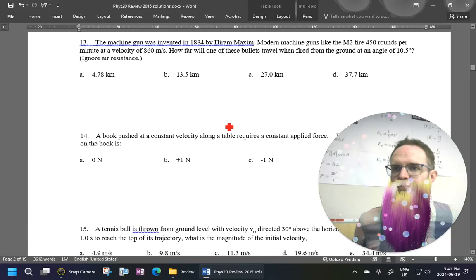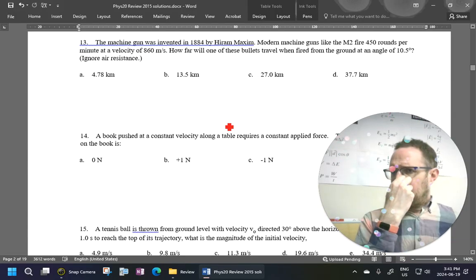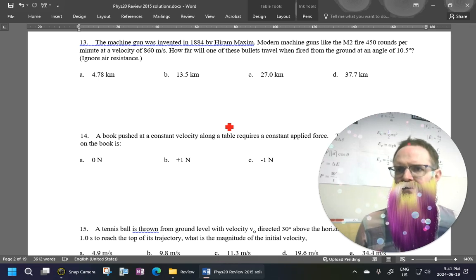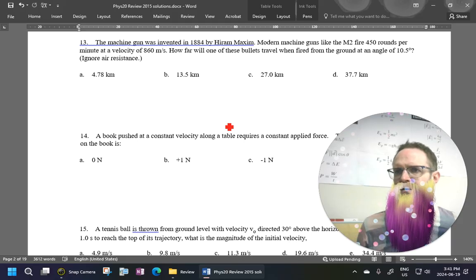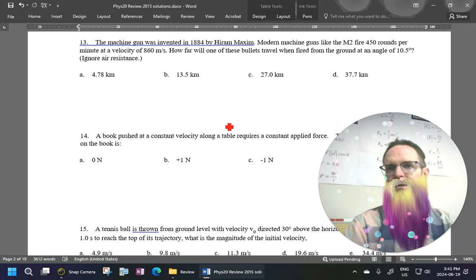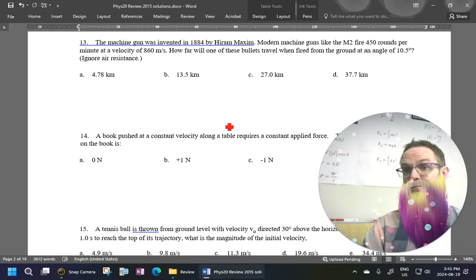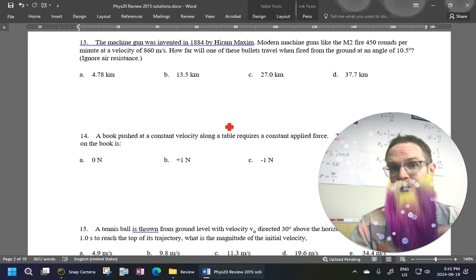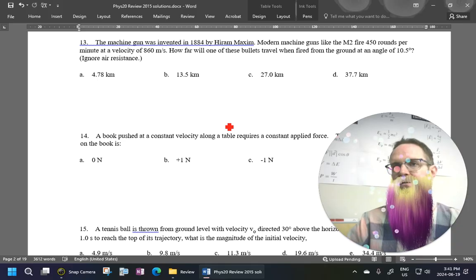The machine gun. Hey, I remember this question. I think we did this question, did I? That's weird. I don't know where this question came from. Okay, so the machine gun was invented in 1884 by this guy. The modern machine gun, like the M2, fires about 450 rounds per minute at a velocity of 860 meters per second. How far will one of these bullets travel, ignoring air? Oh, it even says that. Ignore air resistance. That's good.